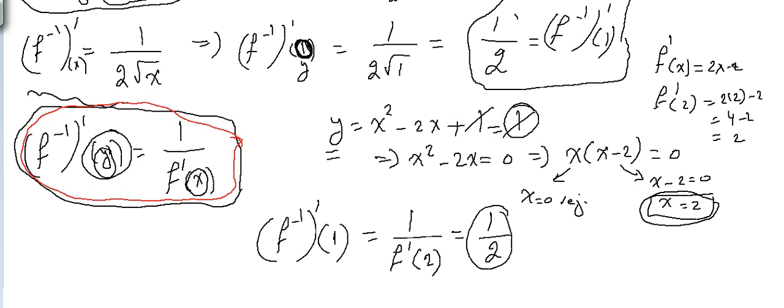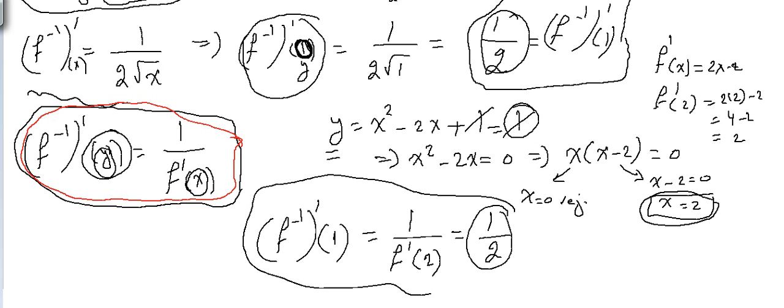Okay, we can find f inverse prime of 1 in 2 ways, and this way is very important because sometimes we can't find the f inverse again.